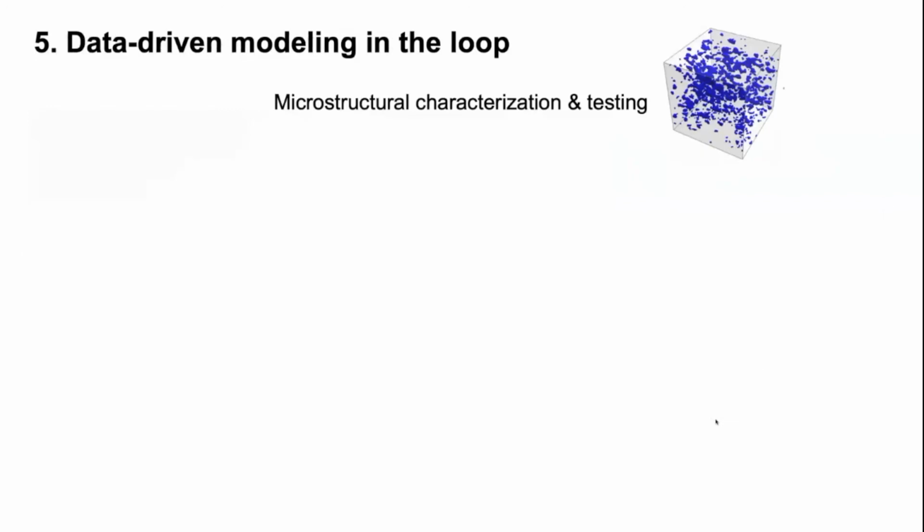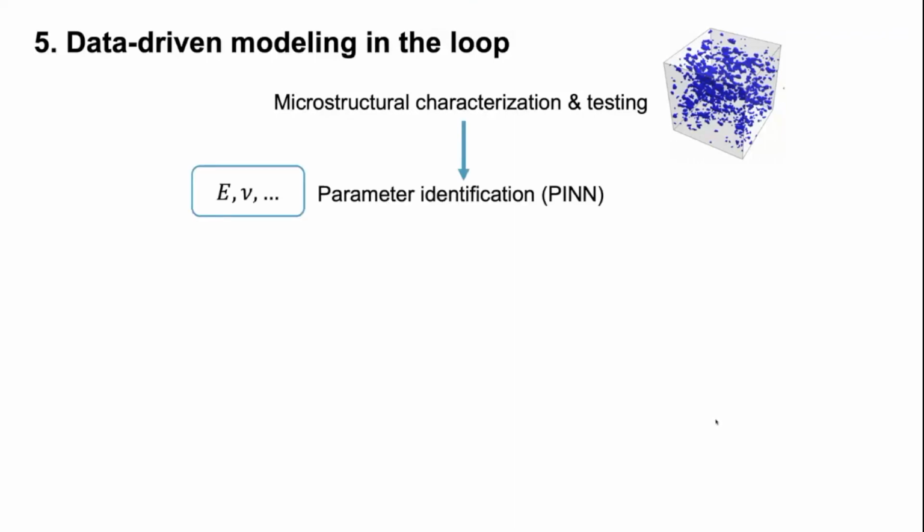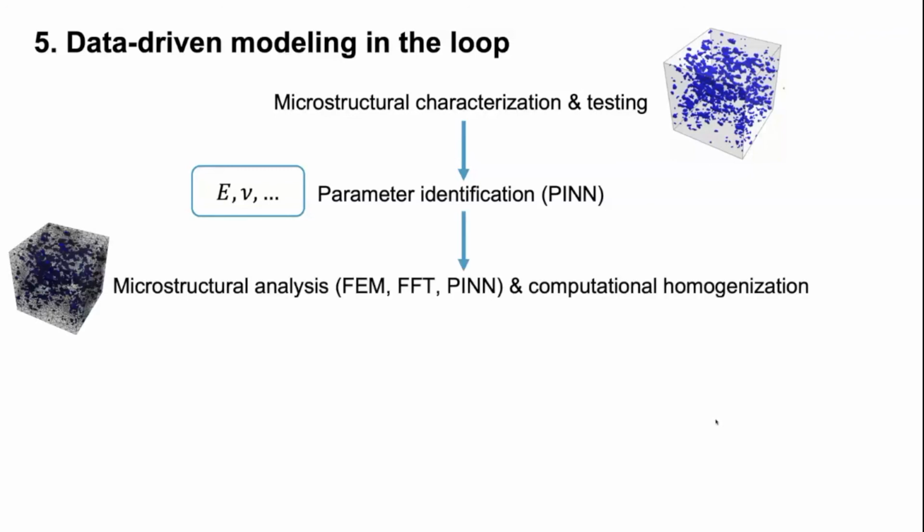Having said the conceptual talk, I want to show you how we can apply data-driven modeling here in the loop of this multiscale problem. We have microstructural characterization and testing. We can identify material parameters from that, hopefully with physics-informed neural networks in the near future. And then we can perform a microstructural analysis and computational homogenization using finite elements, fast Fourier transform, or physics-informed neural networks. And from that, we generate training data for our convolutional neural network.